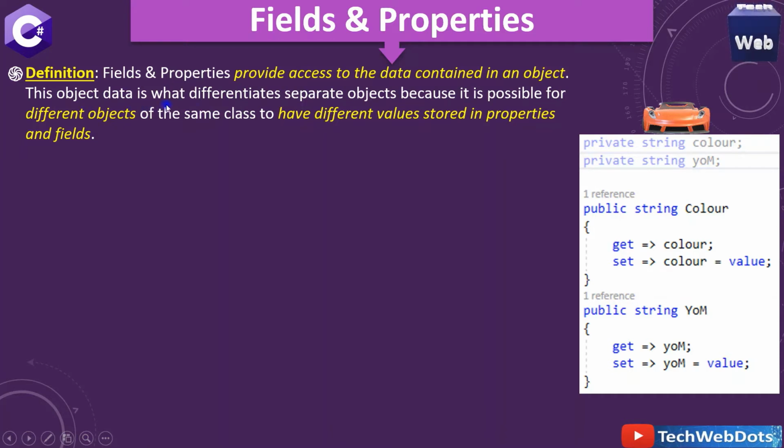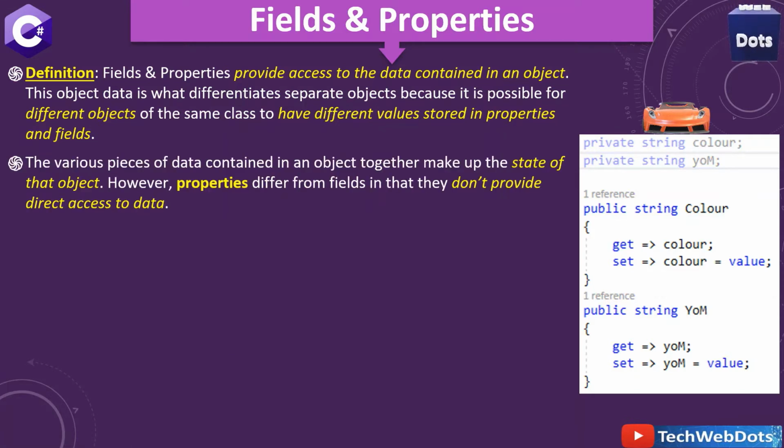The object data is what differentiates separate objects, because it is possible for different objects of the same class to have different values stored in properties and fields. As you saw earlier, we create one object, Toyota. You can create n number of objects with n number of names and with n number of data. It's completely up to you. The various pieces of data contained in an object together make up the state of that object.